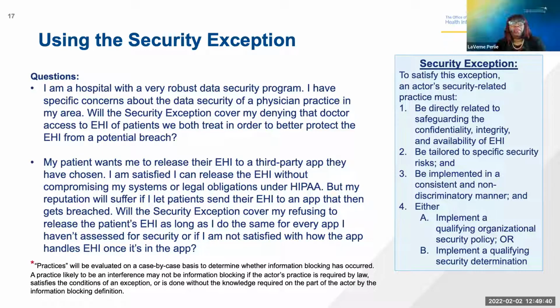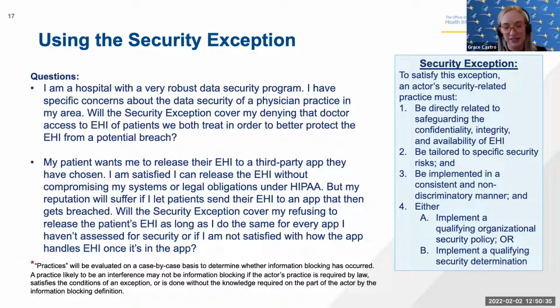And my last question: my patient wants me to release their EHI to a third-party app that they have chosen. I'm satisfied I can release the EHI without compromising my system or legal obligations under HIPAA. But my reputation will suffer if I let patients send their electronic health information to an app that then gets breached. Will the security exception cover my refusing to release the patient's EHI as long as I do the same for every app I have assessed for security, or if I am not satisfied with how the app handles electronic health information once it's in that app?